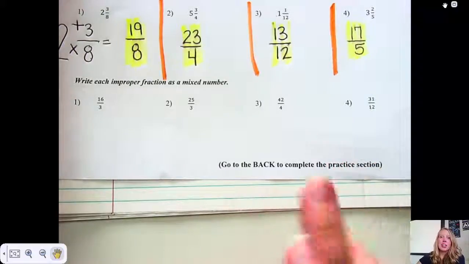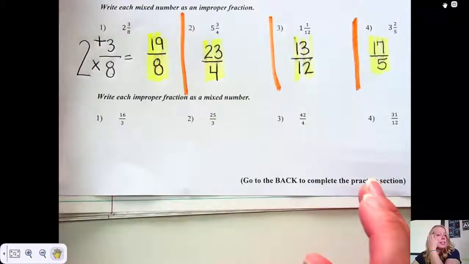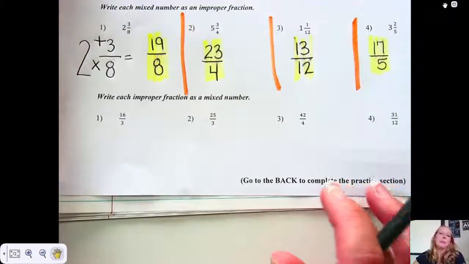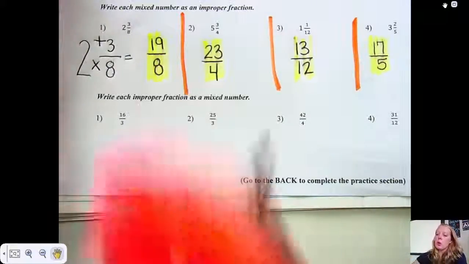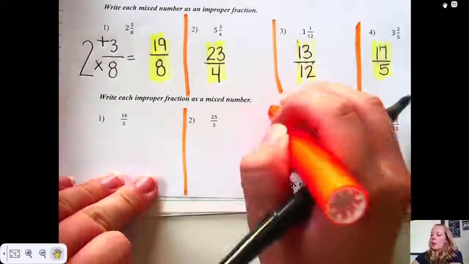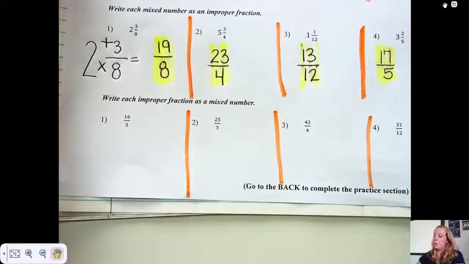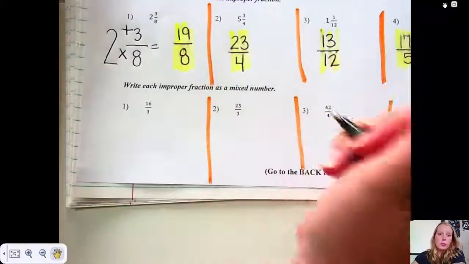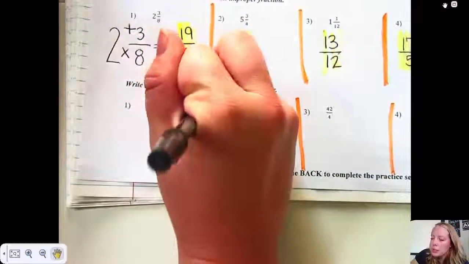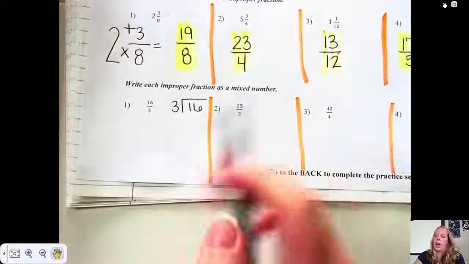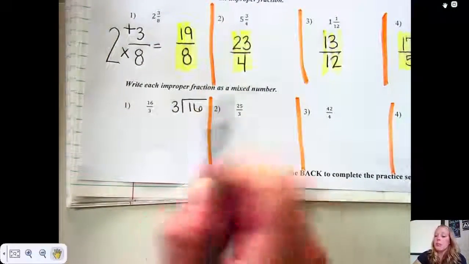Okay, we're ready for the last section for today. That is the opposite of what we just did: taking an improper fraction and making it a mixed number. Well, what's going to help you the most is remembering that a fraction, like an improper fraction, is just a division problem. So here's what you need to do. Do division. Take the top number in the box and the bottom out. How many 3s would go into 16? The answer would be 5.